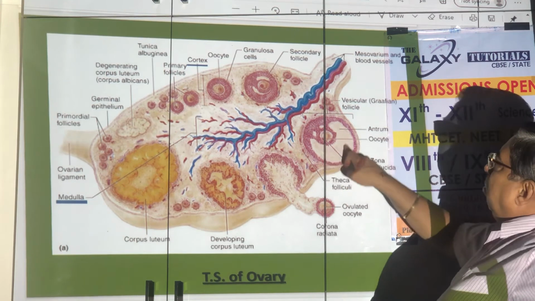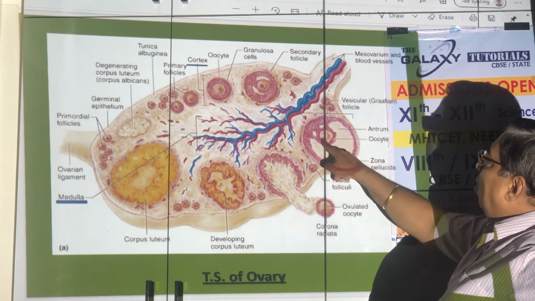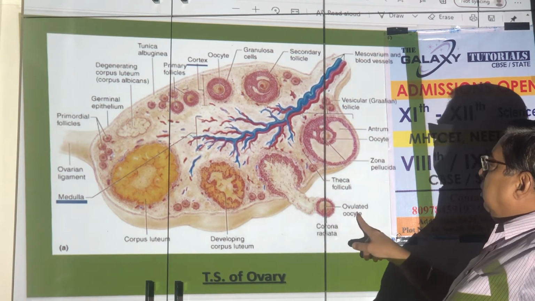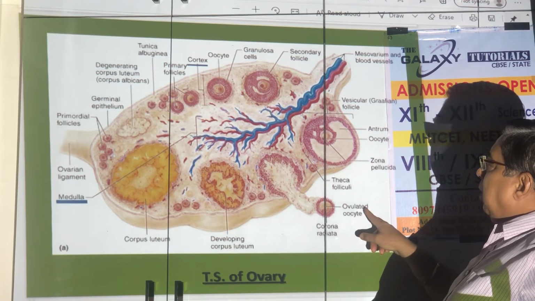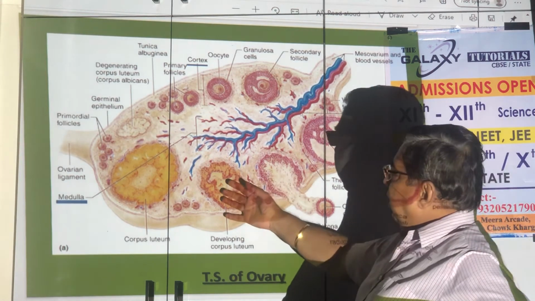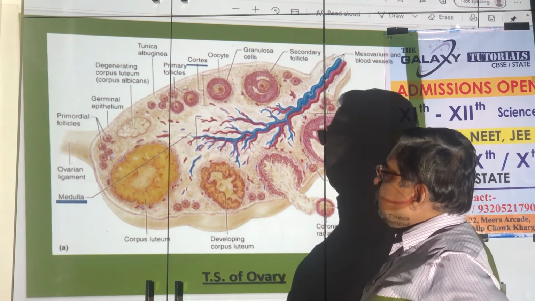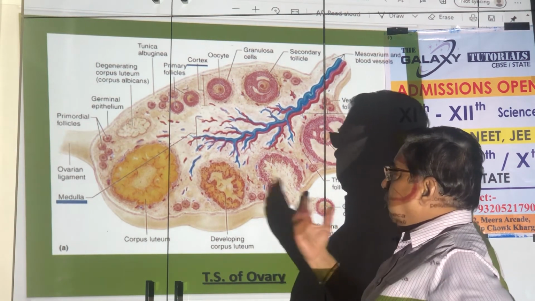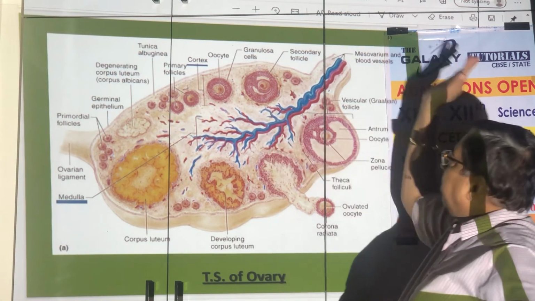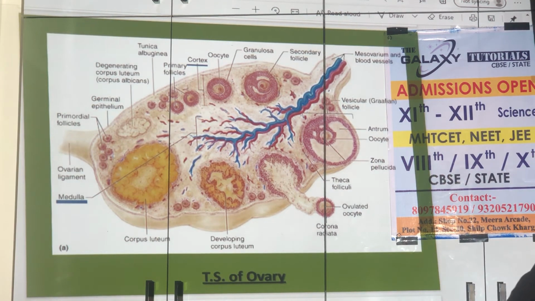Then we come here. It will form a fluid-filled antrum, and the zona pellucida, as you can see, is also formed. Then it will burst and the oocyte will come out, which is ovulation, and only the corona radiata is left behind on top. Now what is left? The corpus luteum, yellow in color, becomes a body which secretes hormones for further use. The medulla supplies the blood vessels and nerve fibers and does not take part. What happens to the corpus luteum? We will watch.